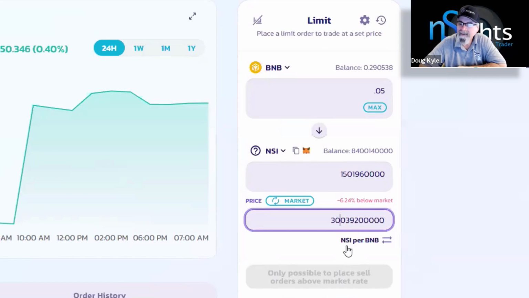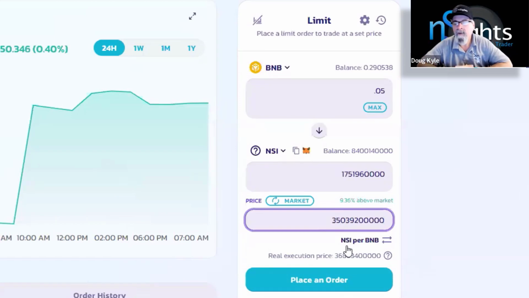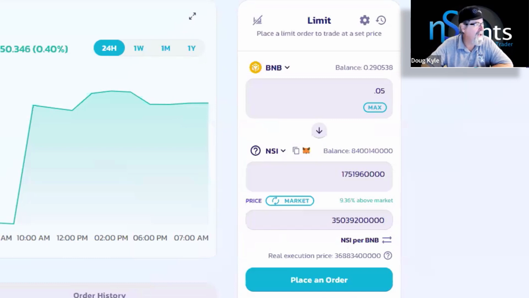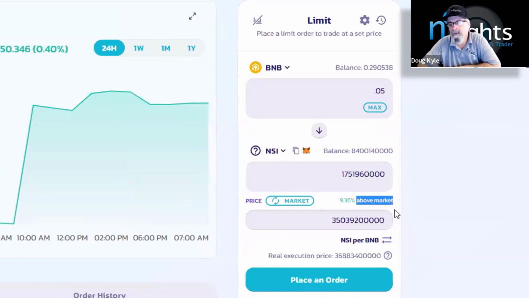And this is the confusing thing. If I want to get more NSI for the same price, does the market need to go up or down for me to get more NSI with the same price? Put that in the chat. Does it need to go up or down for me to get more NSI? Yeah, it needs to go down. But this is saying above the market, which is just really backwards. And I'll confirm this.